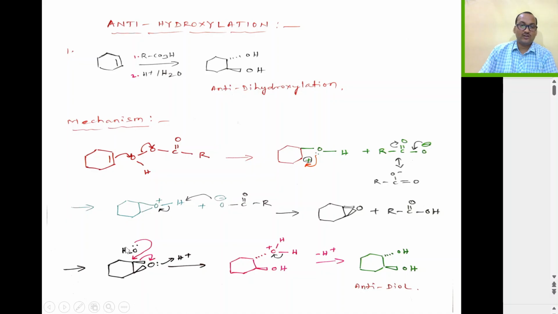So again, water is in the reaction medium. The water oxygen lone pair will act as nucleophile, and this CO bond will break on this oxygen, and this O minus here will take this proton. So you end up with this protonated species here, and again with loss of proton from here, you will end up with this anti-diol.